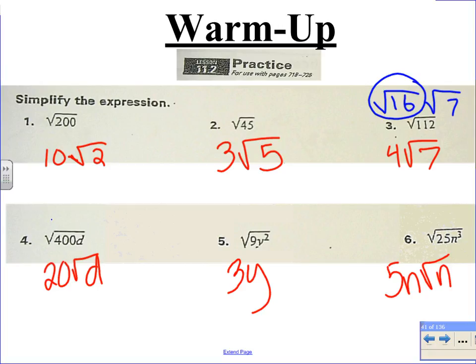Number 4, the first thing you do is separate them into square root of 400, square root of d. 400 is a perfect square because 20 times 20 is 400. So square root of 400 is 20, and then the d has to stay inside the radical symbol because it's not a perfect square. Any variable to the second power is a perfect square. Okay? Ray, you had your hand up?